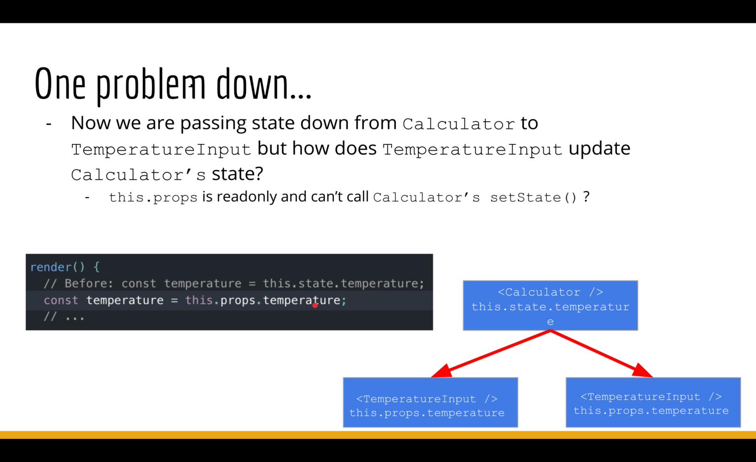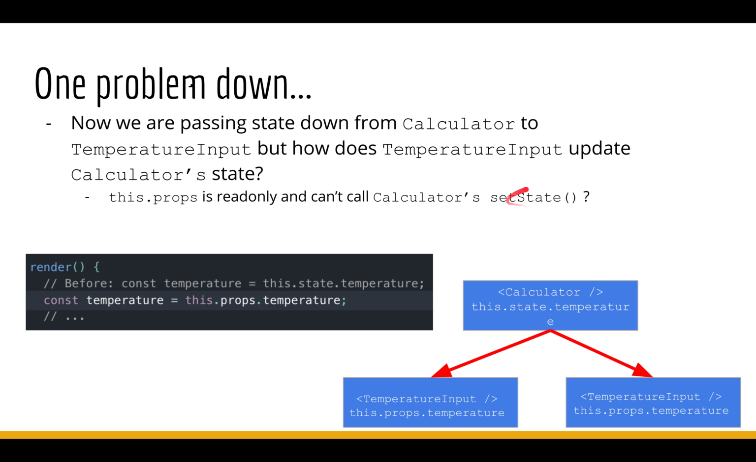But we still have an issue here, and that's that even though both temperature inputs are receiving the correct temperature, they aren't able to actually edit the temperature. If I, as the user, type in a new temperature, there won't be anything to actually make that change, because props is read-only, so that isn't going to be responsible for making the change. You can't just modify that directly.